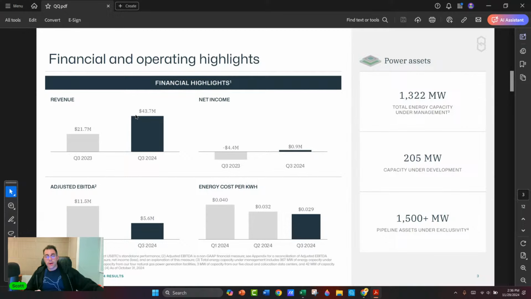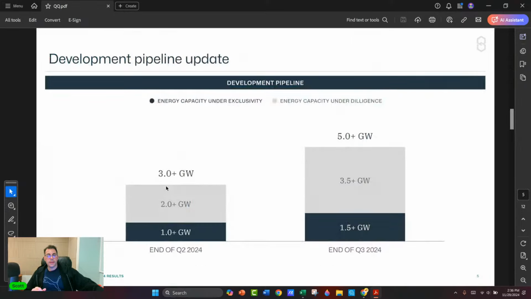So they do have revenue, 44 million for the quarter. It doubled from last year. And they actually had positive net income for the year, $1 million. Positive EBITDA, although last year was 11 million, this quarter it's 5.6 million.